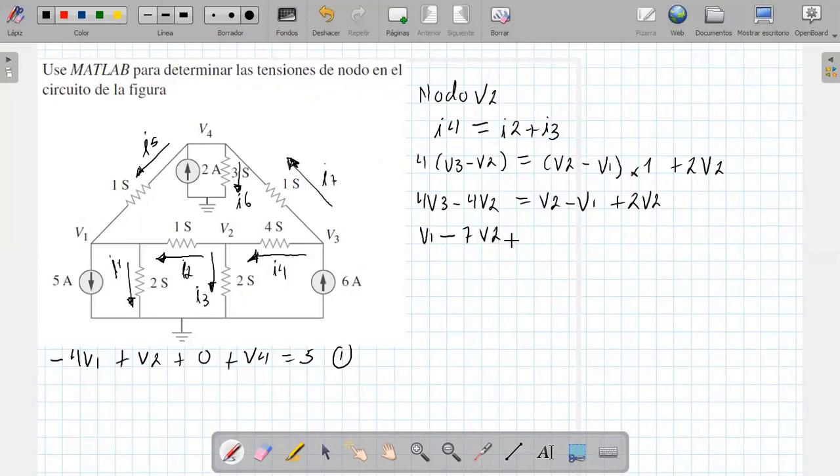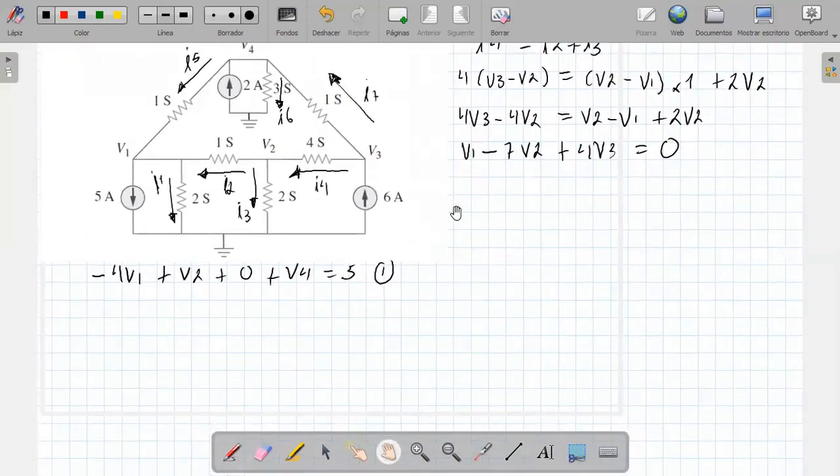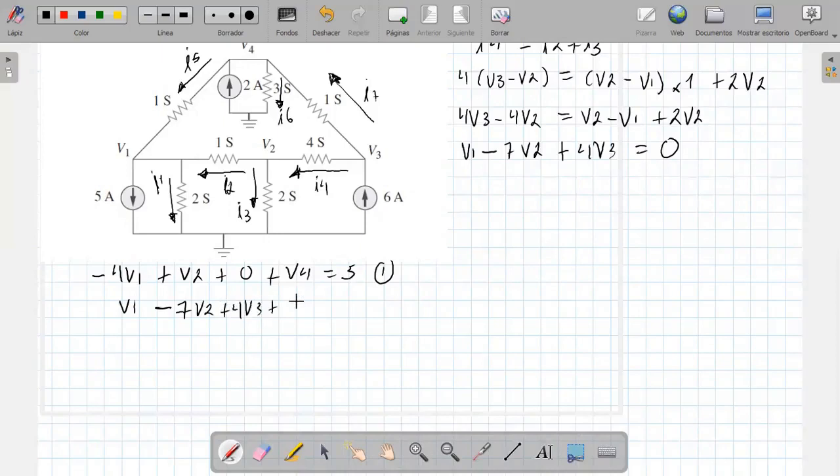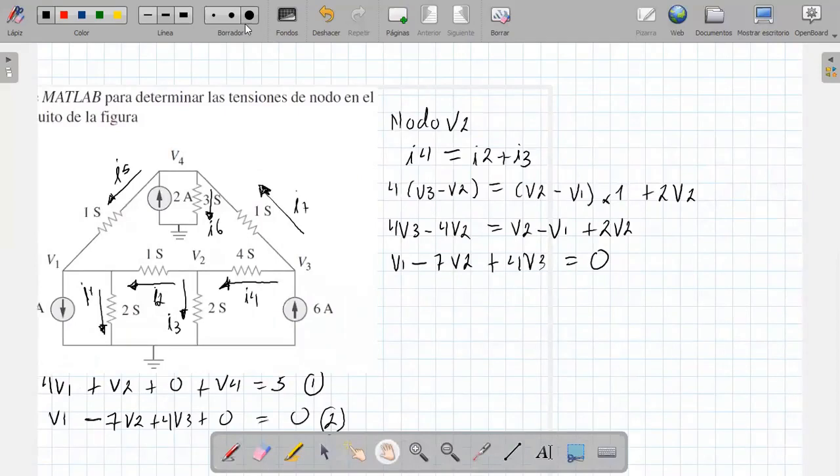7 volts plus 4 volts 3 equals. I have it here. That would be V1 minus 7 V2 plus 4 V3 plus 0 equals 0. Communication. Let's work with equation B.